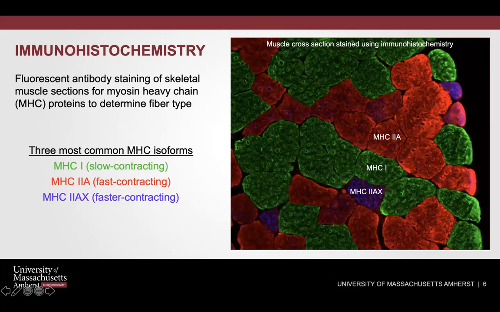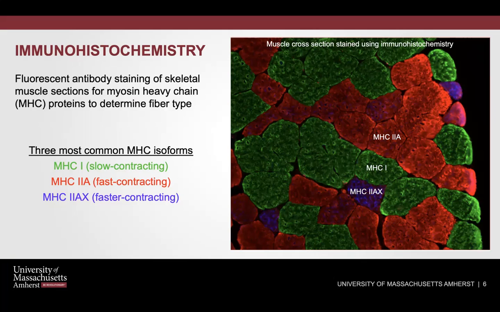This image on your right here is a skeletal muscle cross-section stained with fluorescent antibodies. Each individual segment represents a single skeletal muscle fiber, as shown here, as I'm circling. The immunohistochemistry consisted of staining the cross-sections with fluorescent antibodies for myosin heavy chain proteins to determine fiber type.